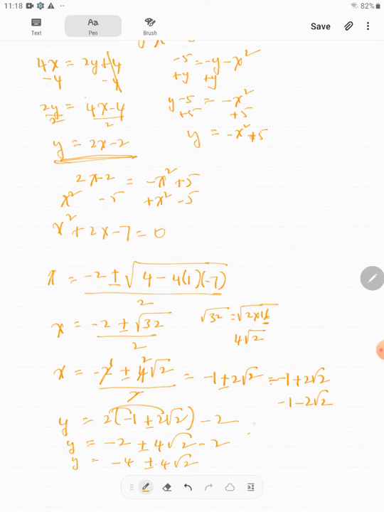So the points would be negative 1 plus 2 root 2, comma negative 4 plus 4 root 2. And the other point would be with the minus: negative 1 minus 2 root 2, comma negative 4 minus 4 root 2. And that's it.